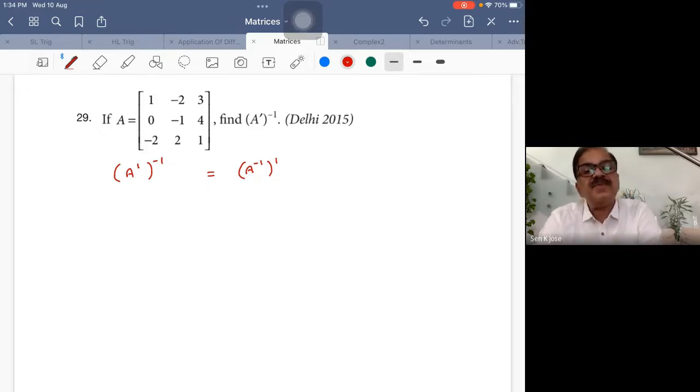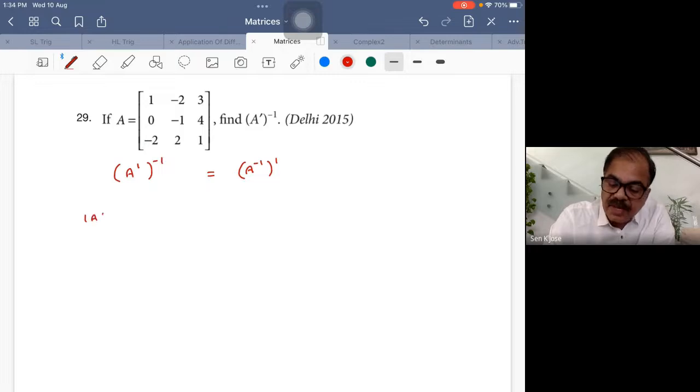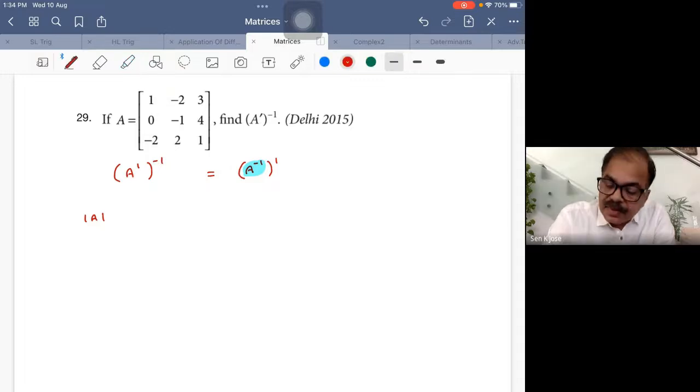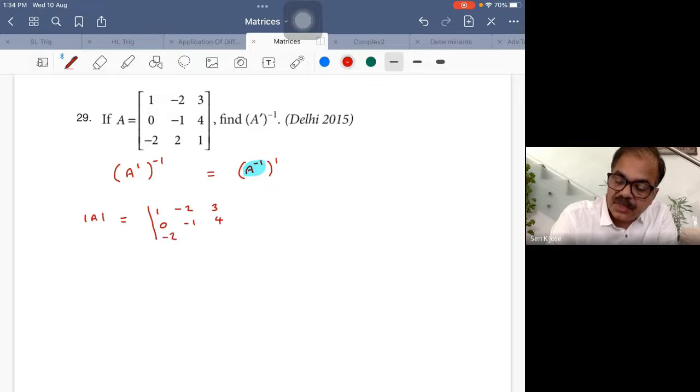I'm going to find A inverse because it's easier to talk about A rather than A transpose. So I'm going to find determinant A. I find A inverse first, then take its transpose, which will be the same as the original question, A transpose the whole inverse. Since I am looking for A inverse, I need determinant A. Determinant A is the determinant of 1, minus 2, 3; 0, minus 1, 4; minus 2, 2, 1.